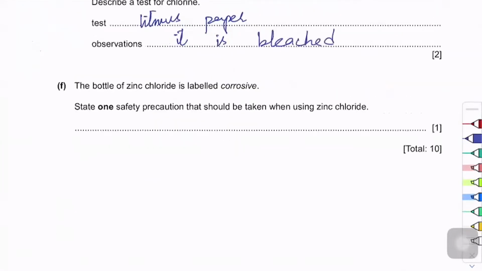The bottle of zinc chloride is labeled corrosive. State one safety precaution that should be taken when using zinc chloride. So this is corrosive, which means you need to make sure that it doesn't touch your skin or your eyes. So that means you should wear gloves and goggles for your eyes.